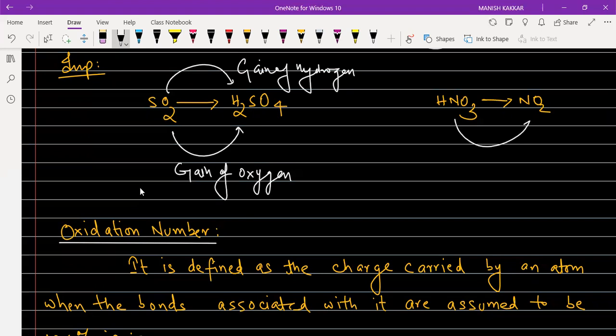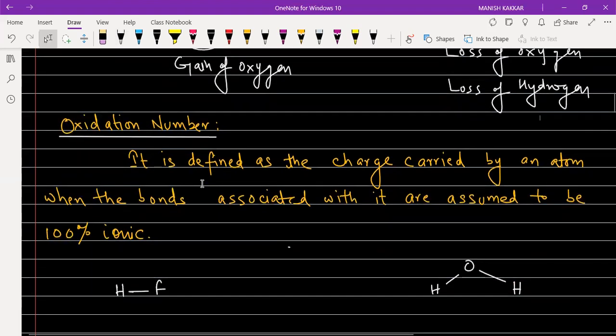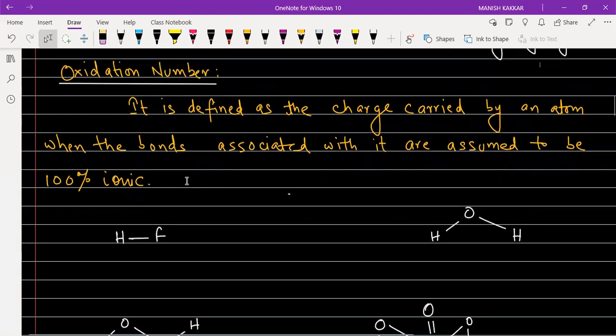Similarly, when nitric acid is converted to NO2, there is loss of oxygen and there is loss of hydrogen also. So what does this indicate? That here also it is inconclusive to decide whether HNO3 is reduced to NO2 or it is oxidized to NO2. To overcome this problem, we are defining a term called as oxidation number.